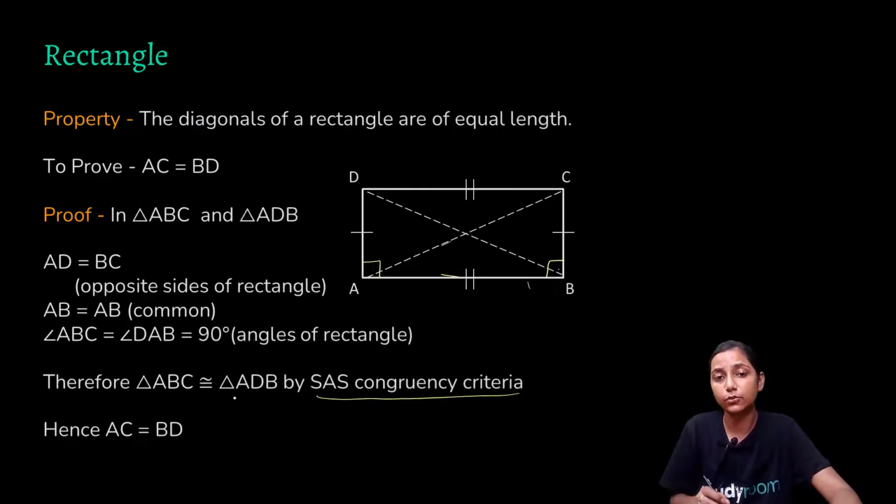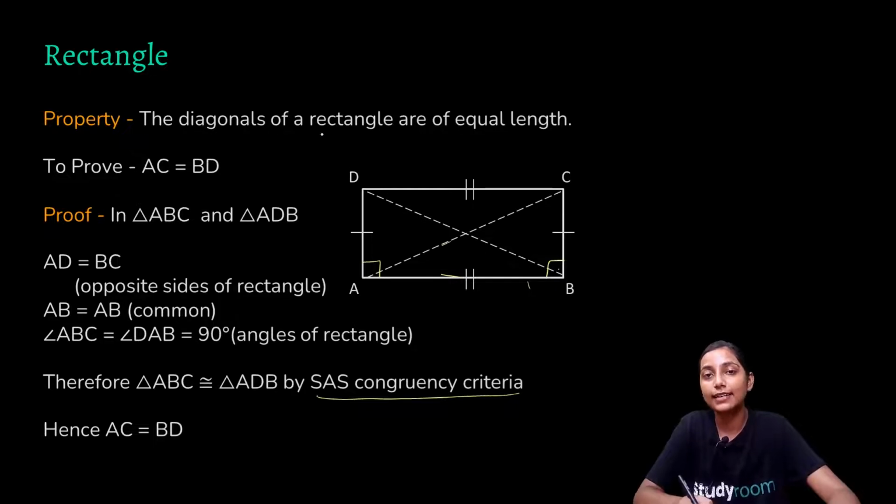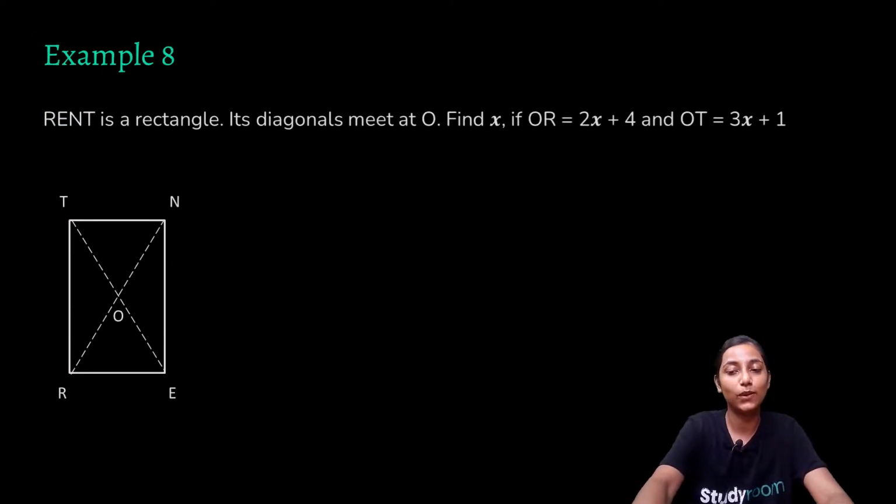Hence, since these two triangles are congruent, we can say, therefore, AC, we have said AC to be equal to BD. That is, these two diagonals of this rectangle are equal. So we have proved that the diagonals of a rectangle are of equal length.